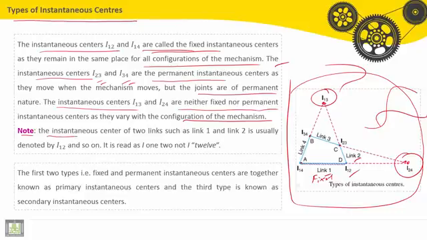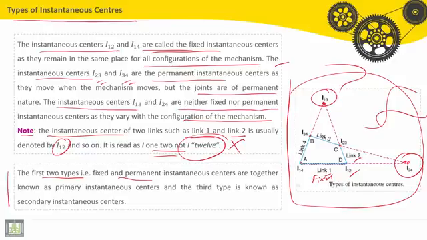As a note, the instantaneous center of two links, such as link 1 and link 2, is usually denoted I1,2, and so on for other links. So it is read as I-one-two, not I-twelve, be careful. The first two types, fixed and permanent instantaneous centers, are together known as primary instantaneous centers of rotation. And the third type, which is here, I13 and I24, sorry. So they are known as secondary instantaneous centers.